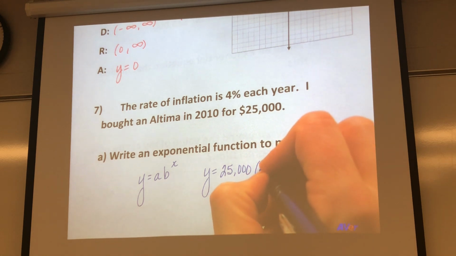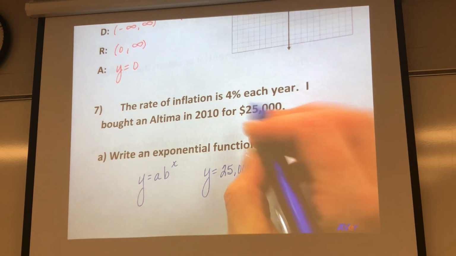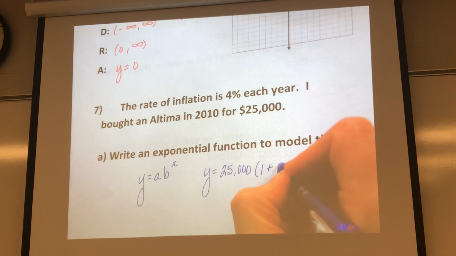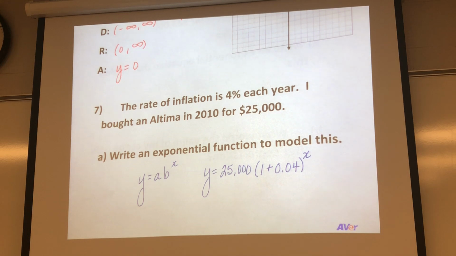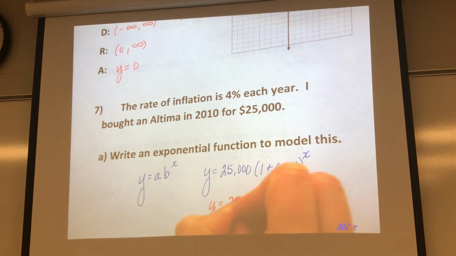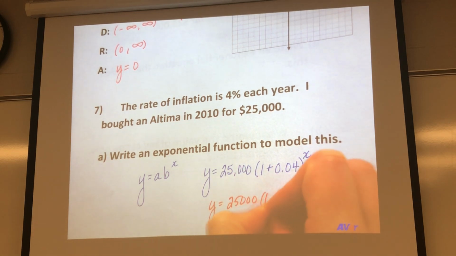So this is going to be growth. So with growth, we take 1 plus the rate. So our rate is 4%, which we have to change to a decimal. So 0.04. And then it's going to be to the x power. After you get it all set up, you do want to simplify what's inside the parentheses. So we're going to have 25,000 times 1.04 to the x.